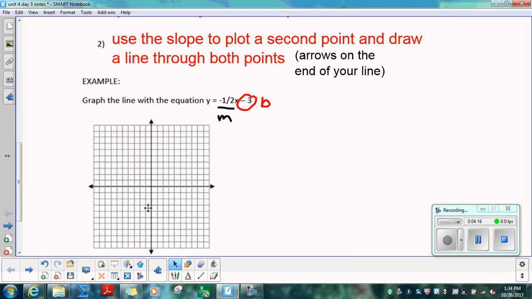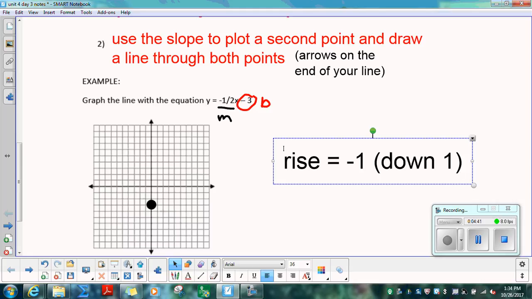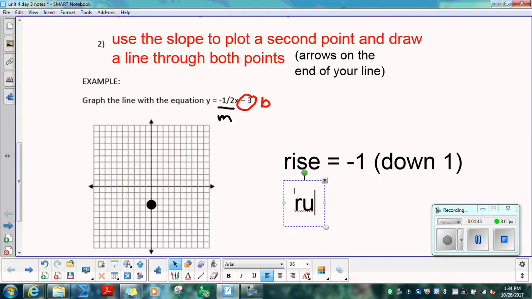So let's see if this wants to work for me. I made it extra big so you guys can see. So plot a point on where y is negative 3, right here. Okay? And then we're going to use our slope, negative 1/2. So that means the rise is negative 1. Rise equals negative 1, which means down 1. And the run is equal to 2. Since it's positive, it means go right 2.